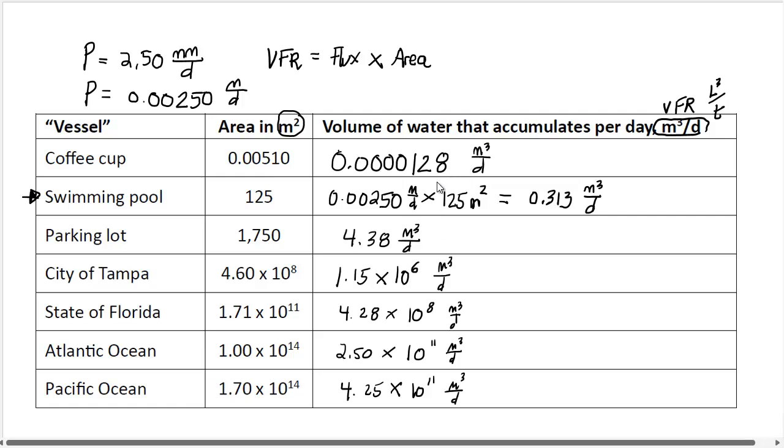And hopefully you can see that with the same flux, the vessels with the larger areas accumulate more volume of water, right? So the Pacific Ocean accumulates a vast quantity of water, a vast volume of water, compared to a coffee cup, which is just a tiny few, actually, cubic centimeters of water. That's just a tiny amount of water that will accumulate in the coffee cup from the same flux of 2.5 millimeters per day.